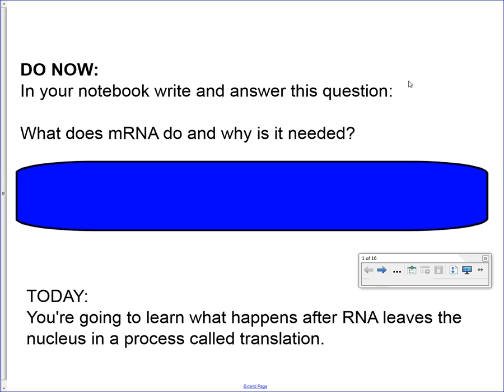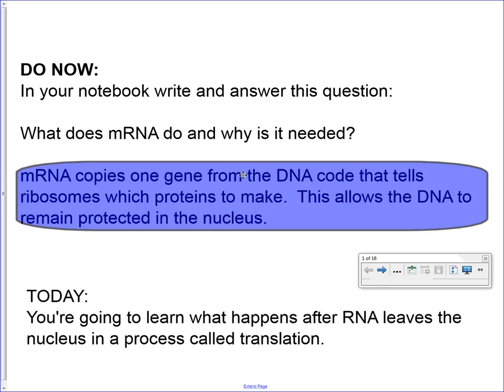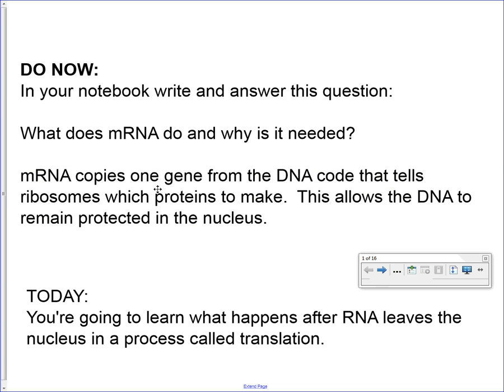The do now for today's class was to describe what mRNA does and why. So essentially, the idea is that mRNA copies one gene from your DNA code, and then it goes to the ribosome and tells it which protein to make. This allows the DNA to remain protected in the nucleus, and the DNA molecule is so big that it would be really complicated for the whole thing to leave the nucleus just to translate one little section of the molecule, the gene, into a protein.